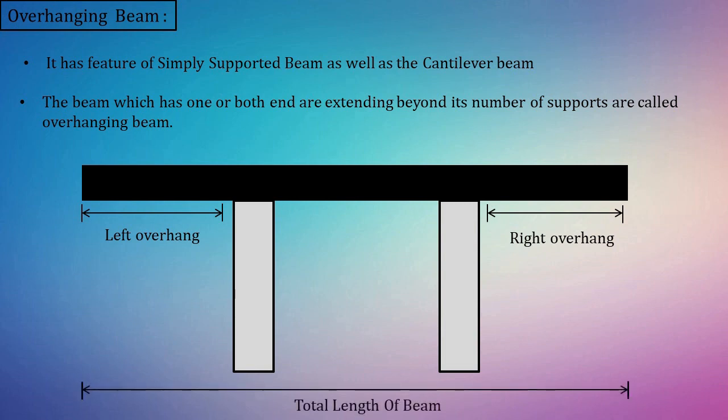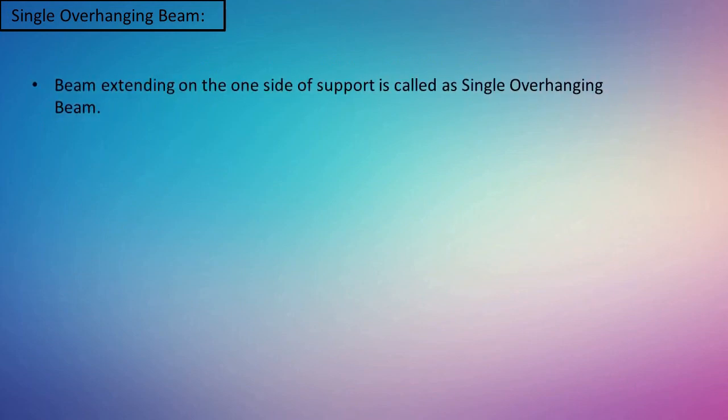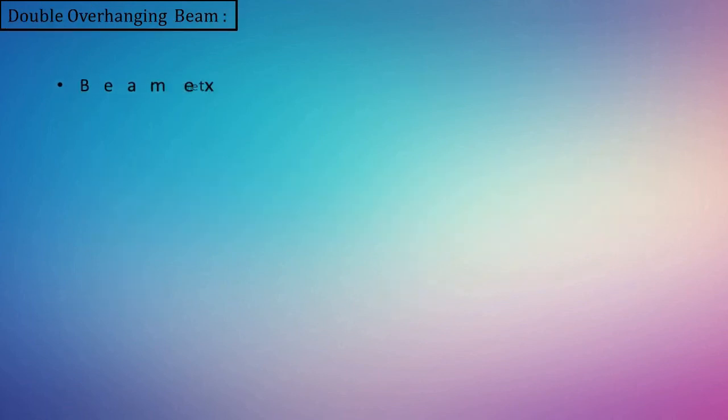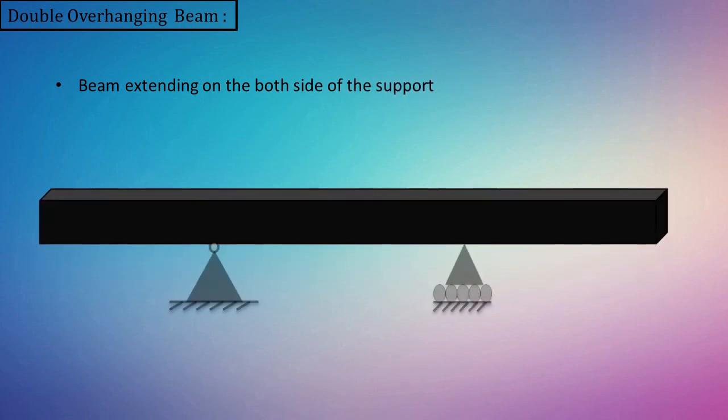Based on the number of overhangs, this beam is further divided into 2 types. First one is the single overhanging beam. It is the beam which extends on only one side of the support. Second one is the double overhanging beam. It is the beam which has both its ends extending beyond the supports. Such beams are called double overhanging beams.